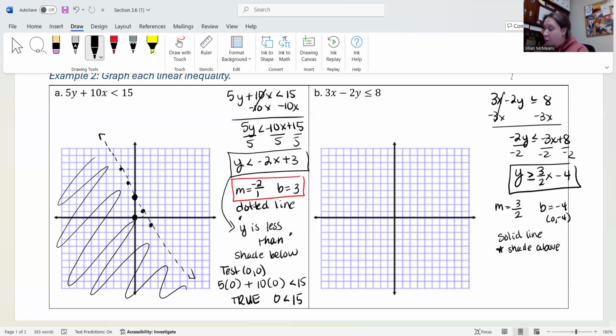So I want to plot my y-intercept, which is right here. So my y-intercept is negative 4. So at the origin, I do not go left or right, but I do go down 4.